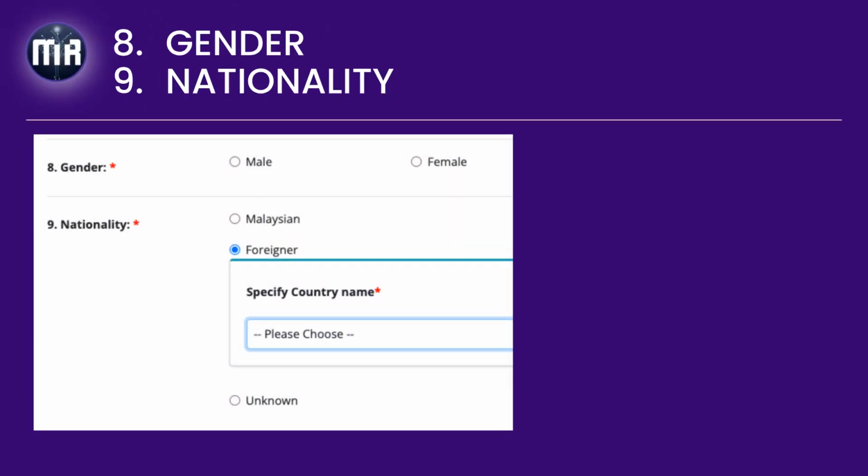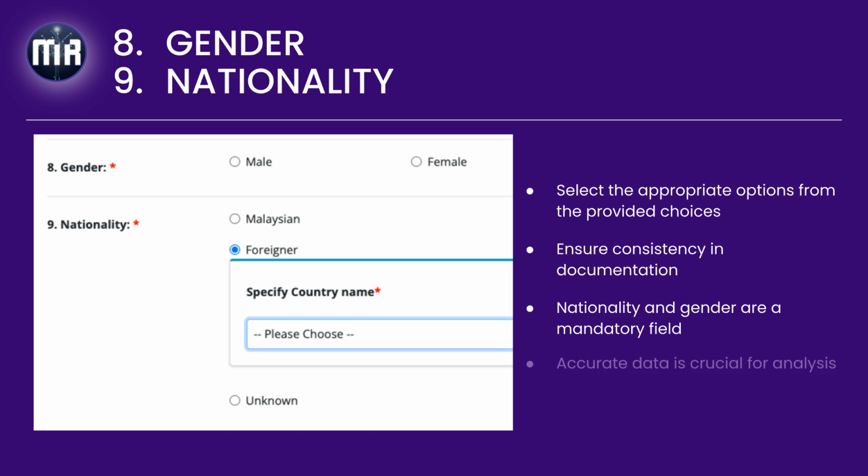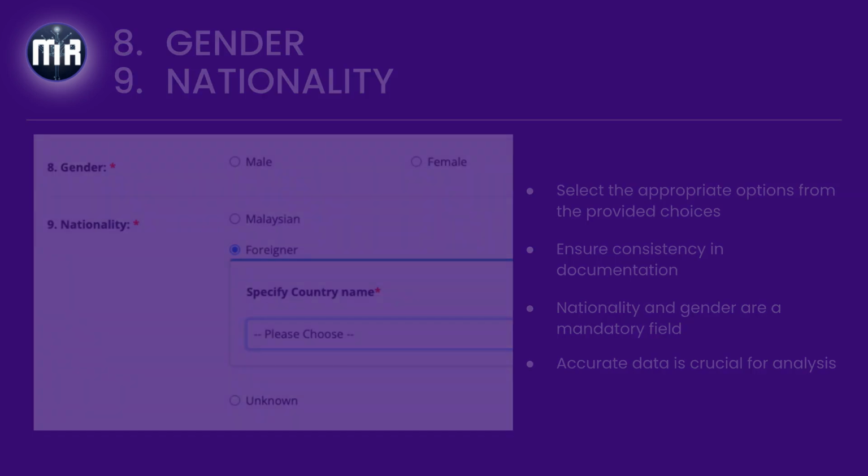Finally, for fields number 8 and 9, gender and nationality. Simply select the appropriate options from the provided choices. This information will come from the patient's identification documents or the hospital admission record. The pearl is to remember that these are mandatory fields. A record cannot be saved without them. The pitfall is selecting unknown for nationality when an ID document like a passport is available. Always use the best available evidence.